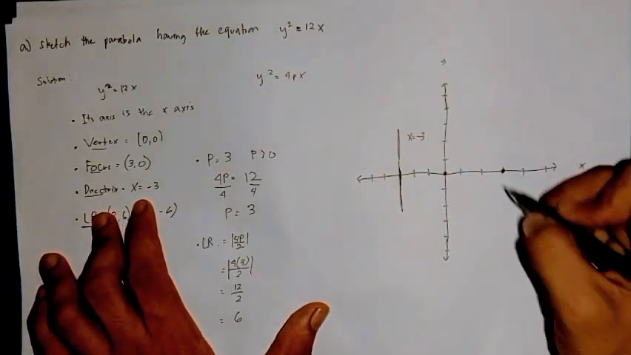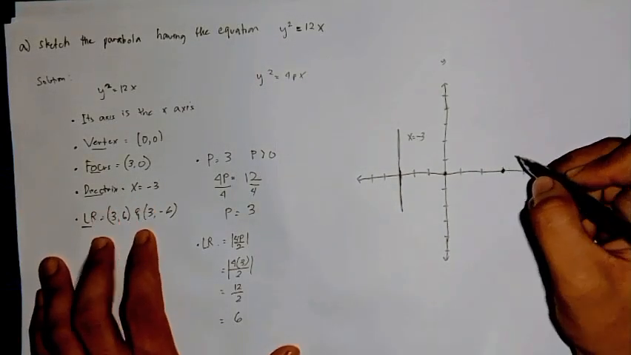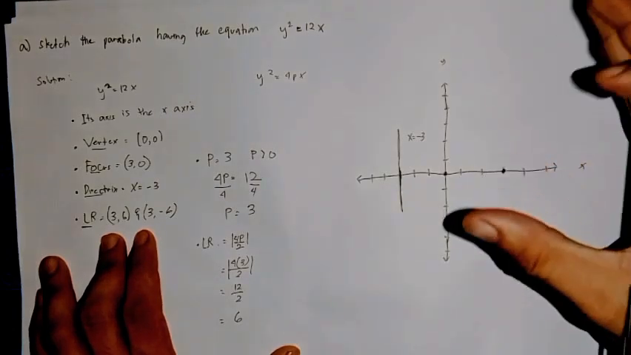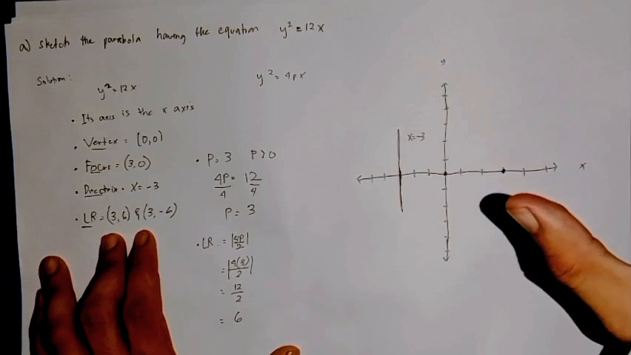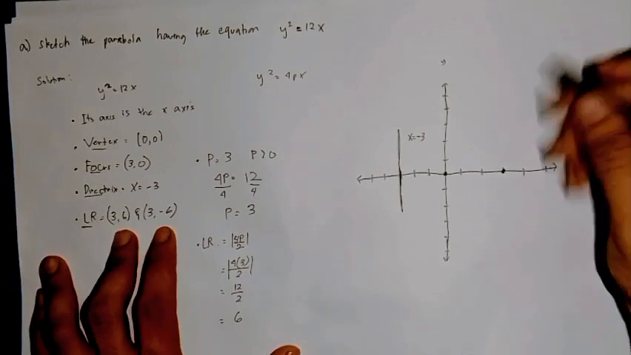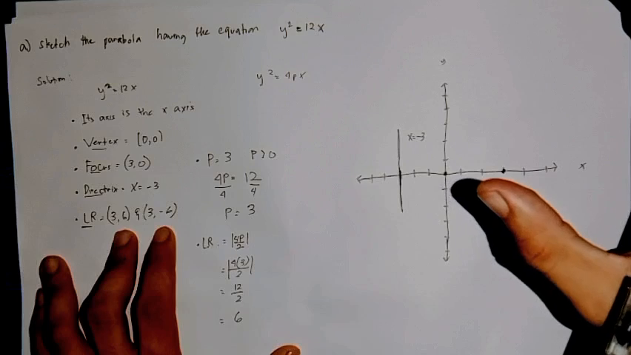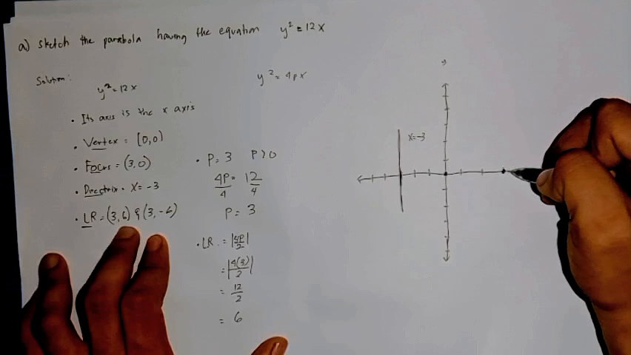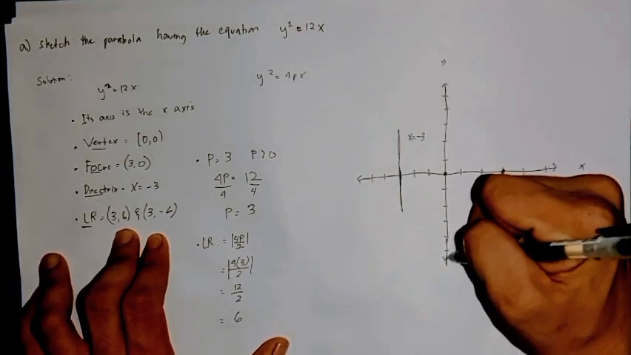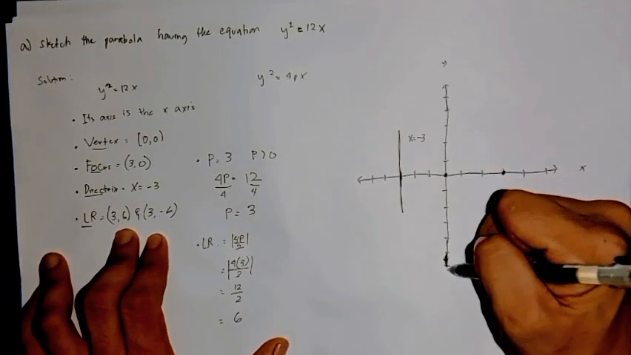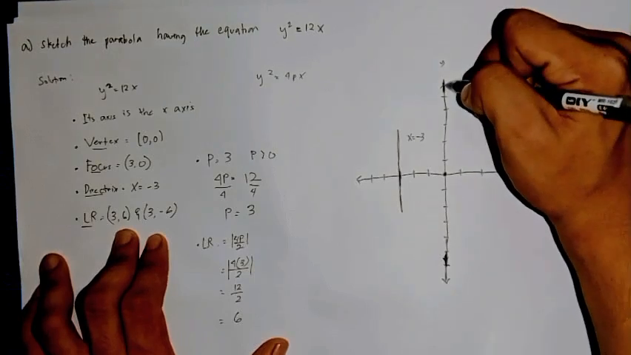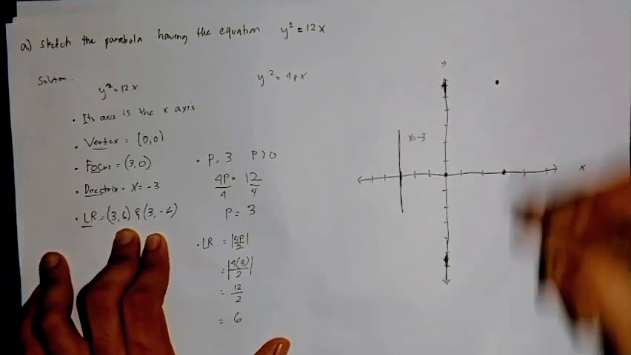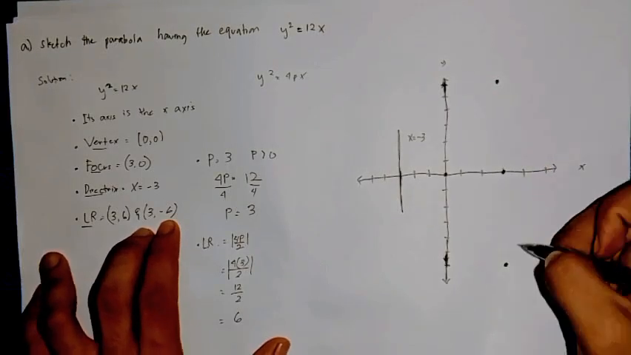Next, we have the latus rectum. The latus rectum determines how wide the parabola is. So, therefore, the latus rectum endpoints are (3, 6) and (3, negative 6). Let's add another one. Let's add here (3, 6). Therefore, (3, 6) is here, and (3, negative 6) is here. This is now the latus rectum.